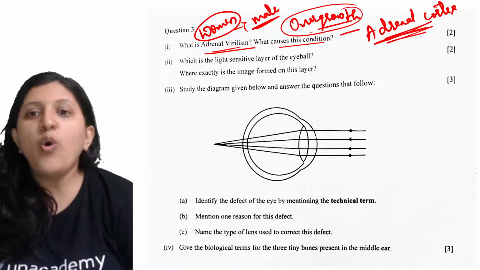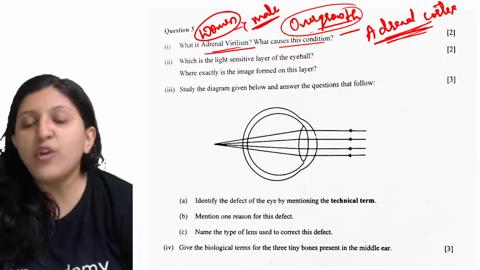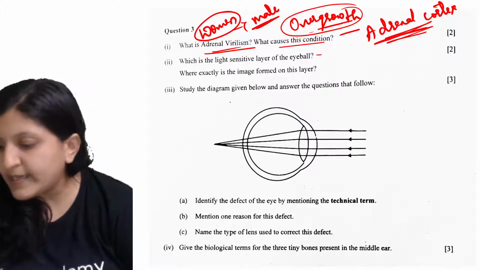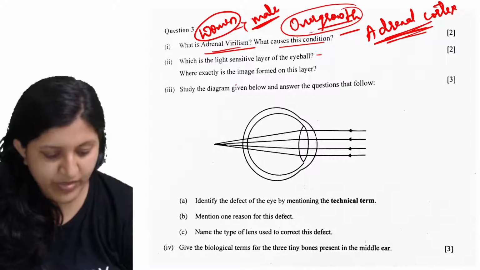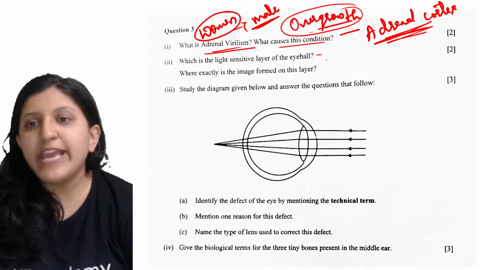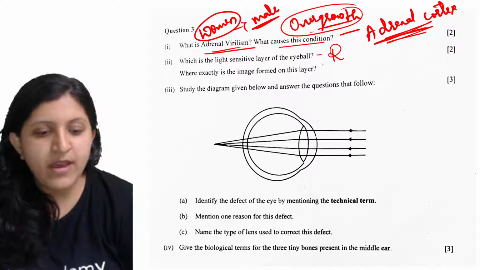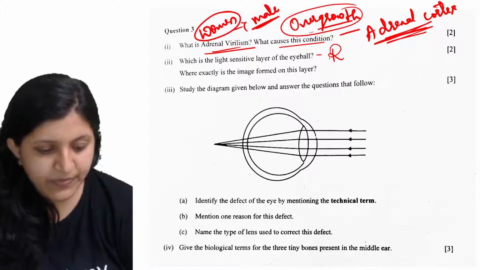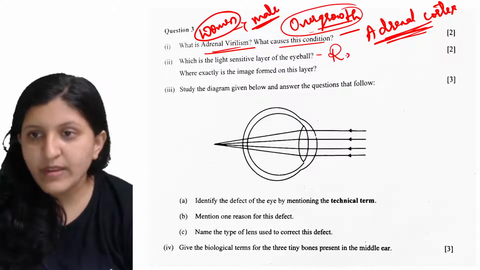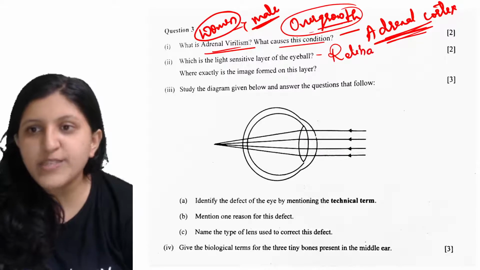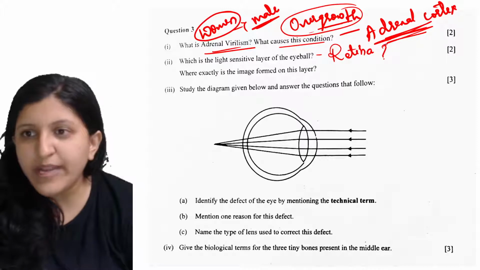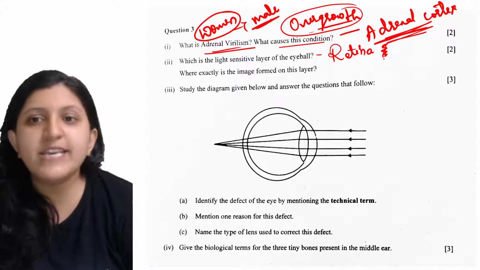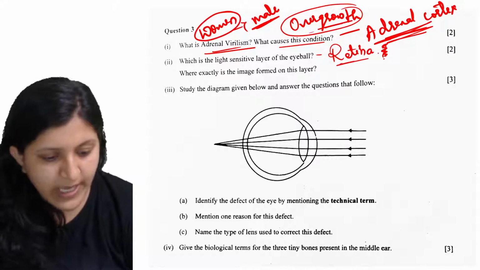Okay, so which is the light sensitive layer of the eyeball? Which is that layer? The light sensitive layer of the eyeball is the retina. Yes, so have you written it as retina itself? Yes, so it is the retina. Okay, so the light sensitive layer of the eyeball is the retina.